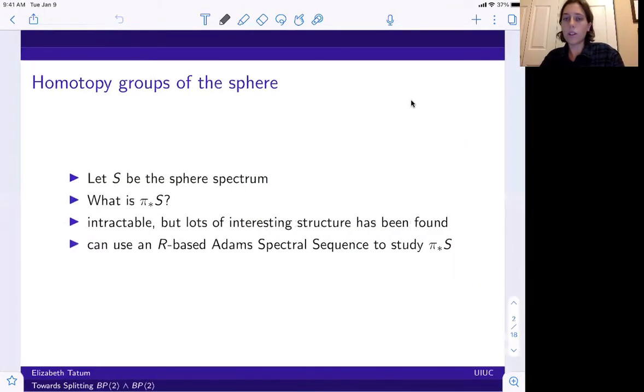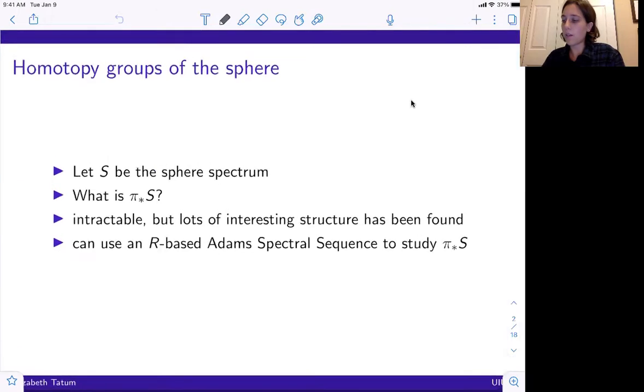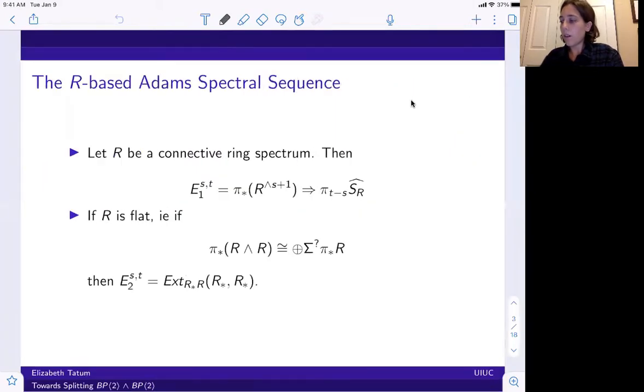So, a central question in stable homotopy theory is to ask what are the homotopy groups of the spheres? Although this is intractable, lots of interesting patterns and structure have been found, and a family of tools that we can use to study that structure are the R-based Adams spectral sequences. So if we let R be any reasonable connective ring spectrum, then there should be an R-based Adams spectral sequence whose E1 page is the homotopy groups of copies of R smashed with itself, and it should converge to the homotopy groups of the R-completed sphere.